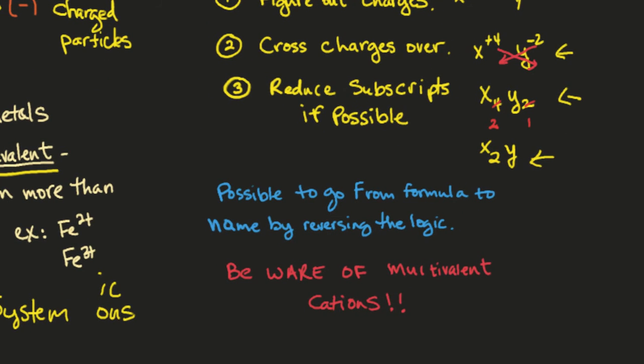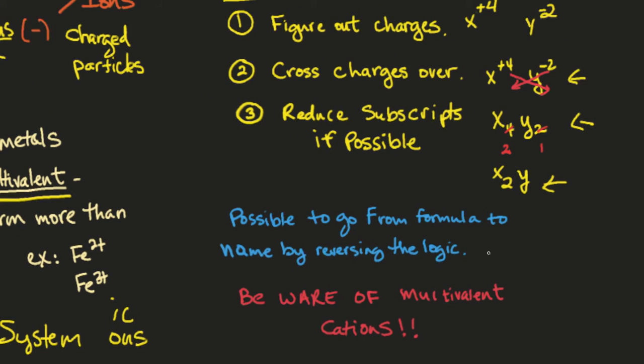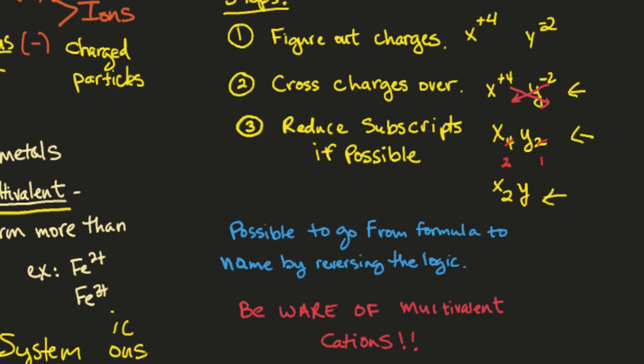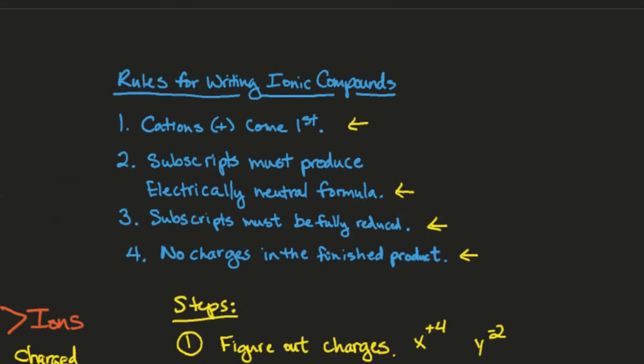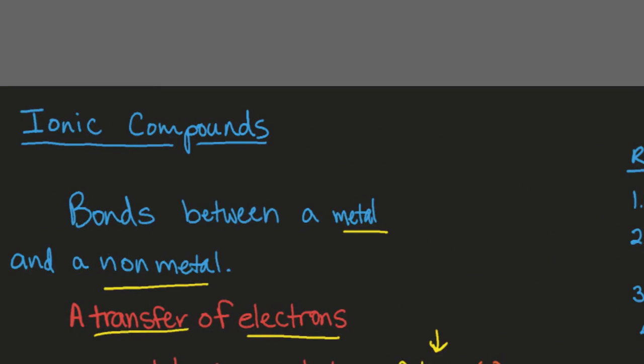So it's also possible to go backwards by reversing the logic. Beware of the multivalent cations, because you can have a few mistakes occur that way. So if you check out a few of the example videos, all this will be clear. Practice, practice, practice as always.